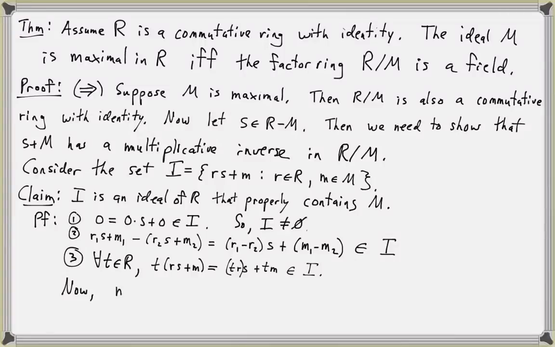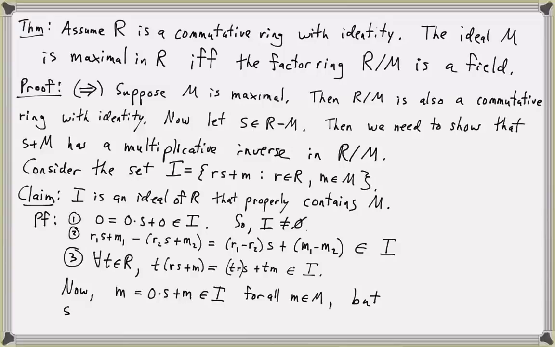So now any element M in the maximal ideal M can be written as 0 times S plus M. So it's therefore an element of the ideal I. So this shows that the maximal ideal M is contained in I, but recall that S is not in M, but S is contained in the ideal I.